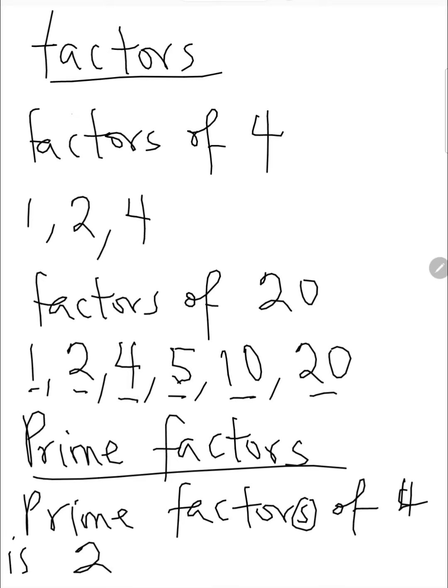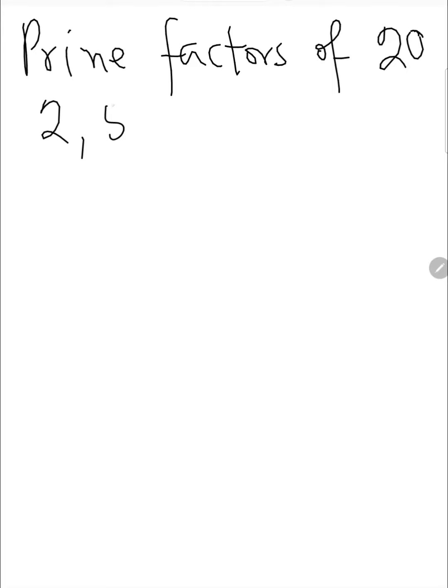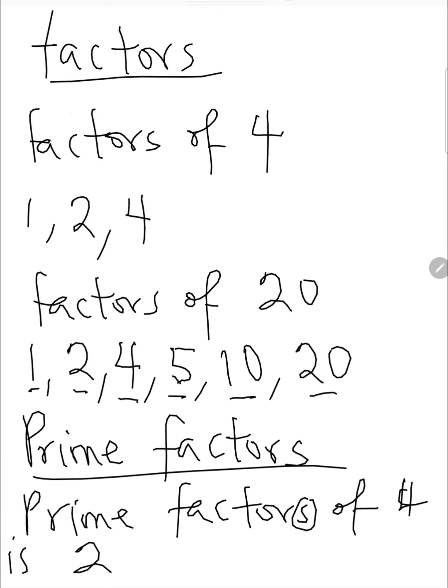Let's go back to 4. 4 is not a prime number, and I've explained that. 5 is a prime number. Why? Because it has only 2 factors, 1 and what? Itself. So we have 5. Let's look at 10. Is 10 a prime number? No, because 10 has more than 2 factors, which are 1, 2, 5, and 10. They have 4 factors.